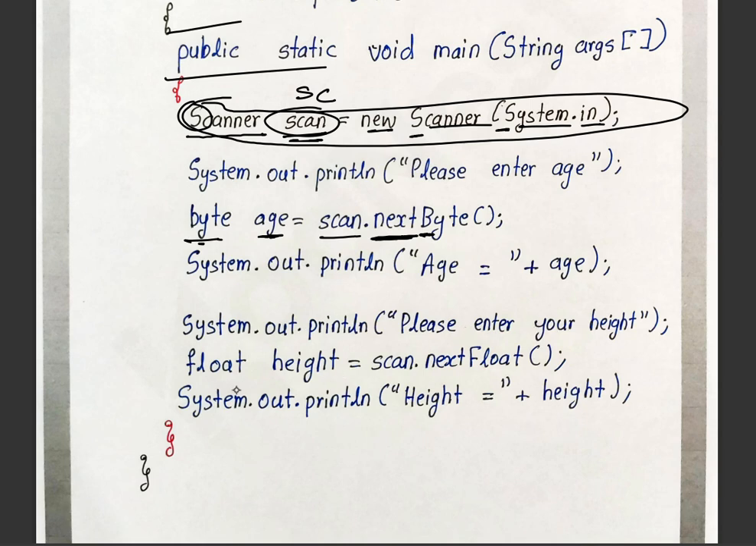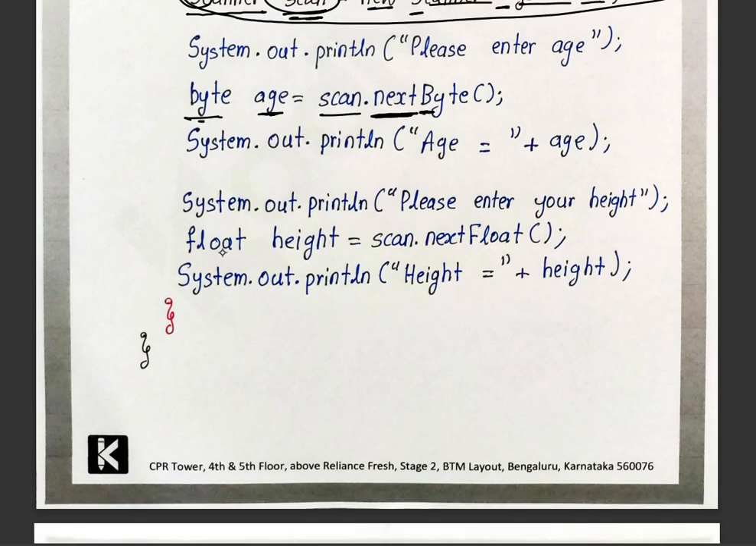Next, please enter your height. Height is also something in decimal, right? So use float height equals scan.nextFloat(). Same as nextByte, whenever we are using scan, we need to write nextInt, nextFloat, nextByte, nextDouble, like that. See, for nextInt, the I should be capital, right? For Double, D should be capital. For Float, F should be capital, and then the parentheses. Then System.out.println, and the height should be printed.